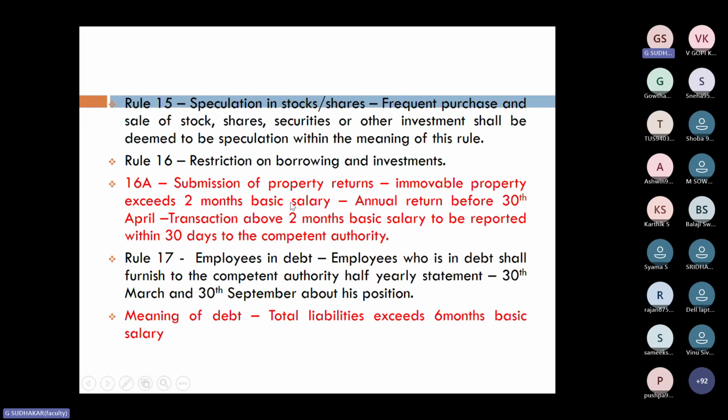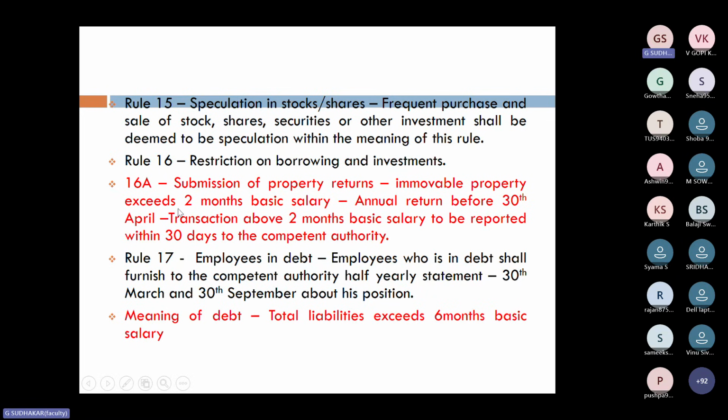Suppose your basic is 50,000 rupees. And if you are purchasing an immovable property for 1 lakh, then you have to inform the higher official, your competent authority, that this is my purchase. That is under a statement, I think 1 or 2 will be there. You have to inform within 30 days to the competent authority. Similarly, if you sold this property after some 2-3 years, then you have to inform the competent authority.